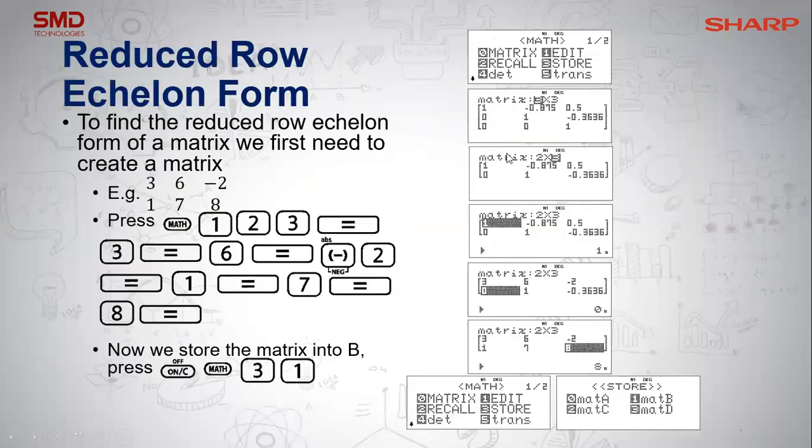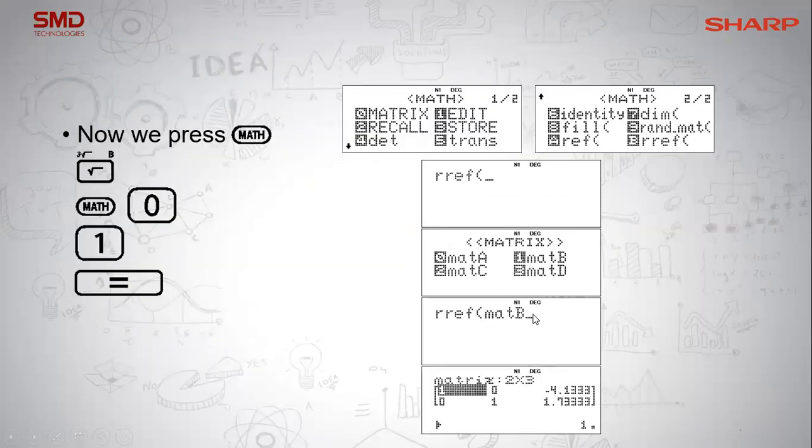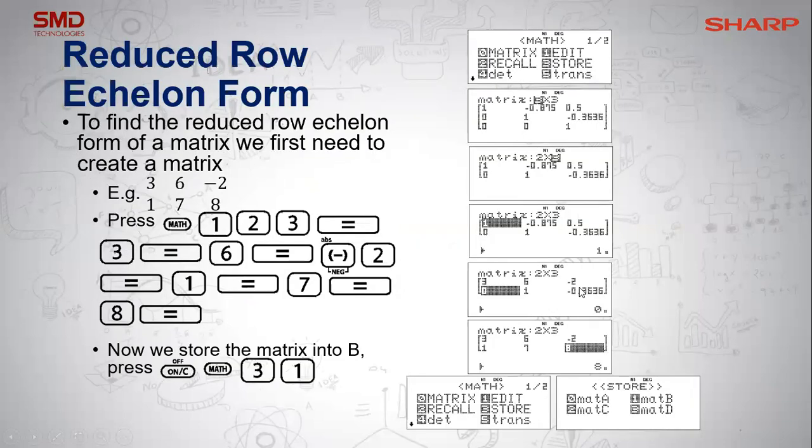There's your row form, and of course your reduced row echelon form. So we saved a new matrix and then found the reduced form. So it actually solves your question for you. So there's your answer to the linear equation graph.